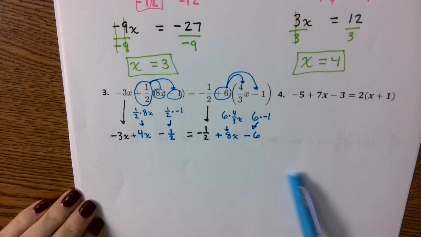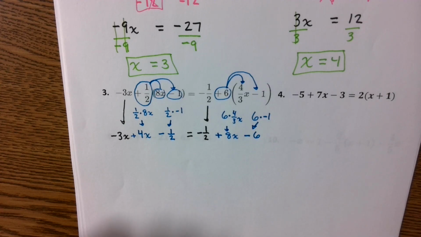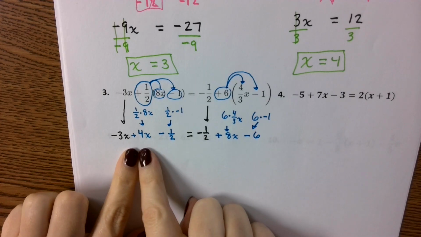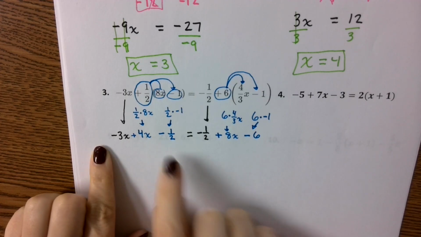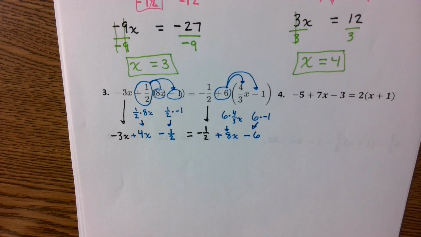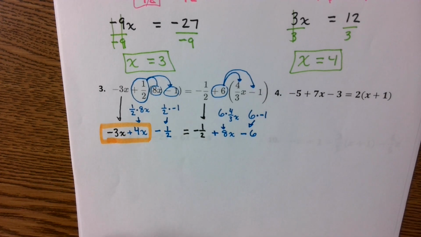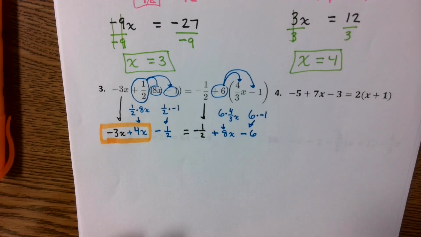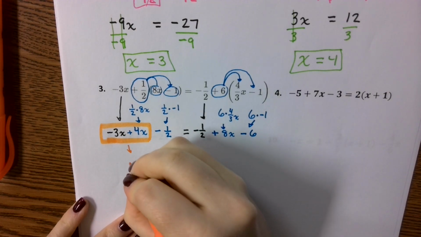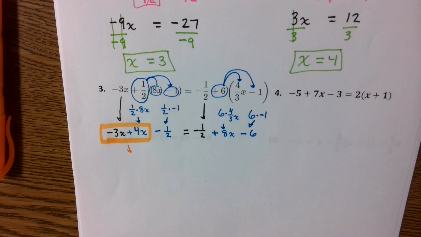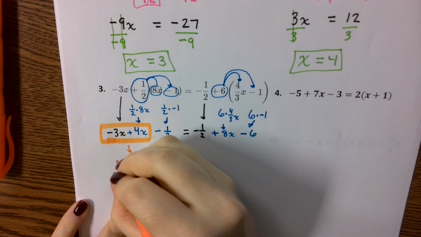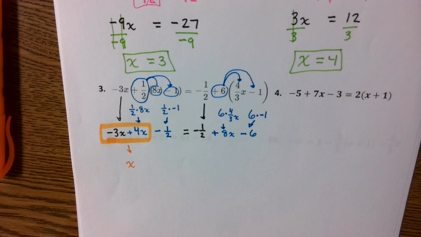Okay, I've distributed. What do I need to do now? What's the next thing I need to do? Jeremy? Combine like terms. Okay, so let's take a look at this side. Are there any like terms that we could go ahead and combine together? Yeah, negative 3x and a positive 4x, right? I can go ahead and combine these together. So if we were to combine that, that's going to become a positive 1x. Do I have to write the 1? No, I don't have to write the 1. So I could just write an x.